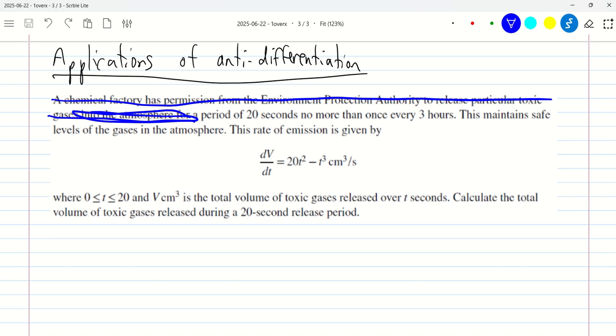This maintains safe levels of gas. So again, I don't care. I mean, we do care, we care about the environment. But as far as our question goes, that doesn't add anything to the maths. It just maintains safe levels of gas in the atmosphere. Great.